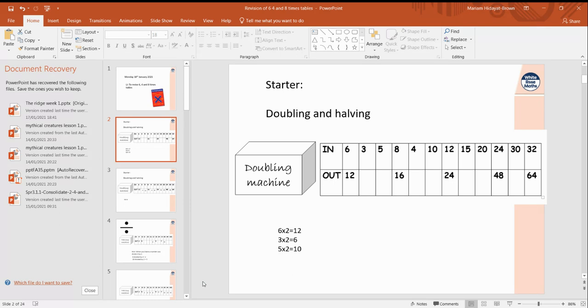We're going to start off with doubling and halving, and this is a skill that you will need during this lesson. So in the doubling machine, I have put 6, 3, 5, 8, 4, 10, 12, 15, 20, 24, 30 and 32. You will need to double each number and write your answer in the out row. And remember, when you're doubling, that is the same as multiplying by 2. Do that now on your piece of paper and check your answers.